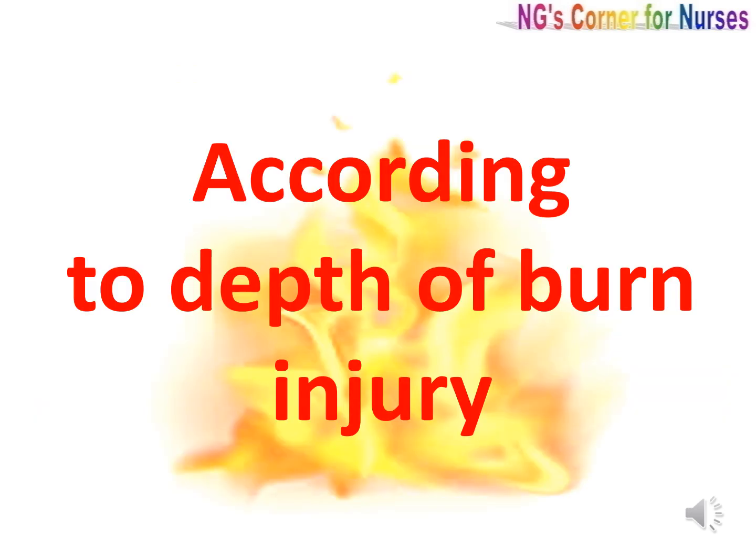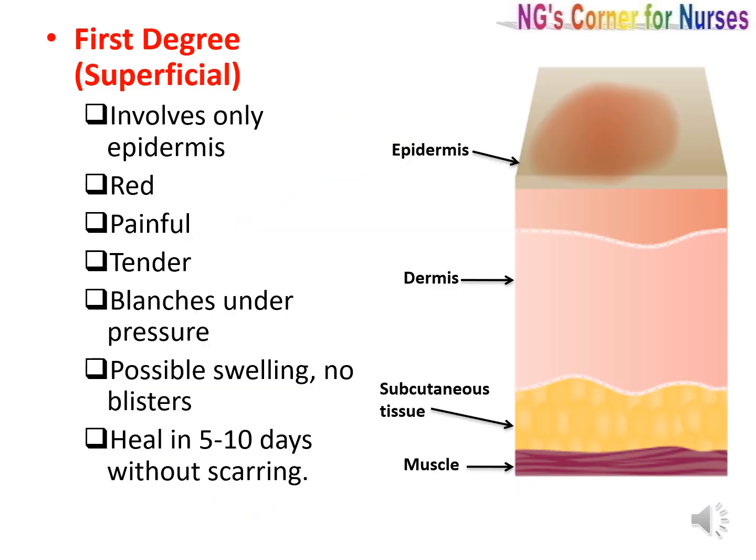Let's discuss the classifications according to depth of burn injury. First degree or superficial burn injury. It involves only the epidermis. It is red, painful and tender, blanches under pressure and possibly swelling is present but no blisters are there, and it generally heals in 5 to 10 days without scarring.